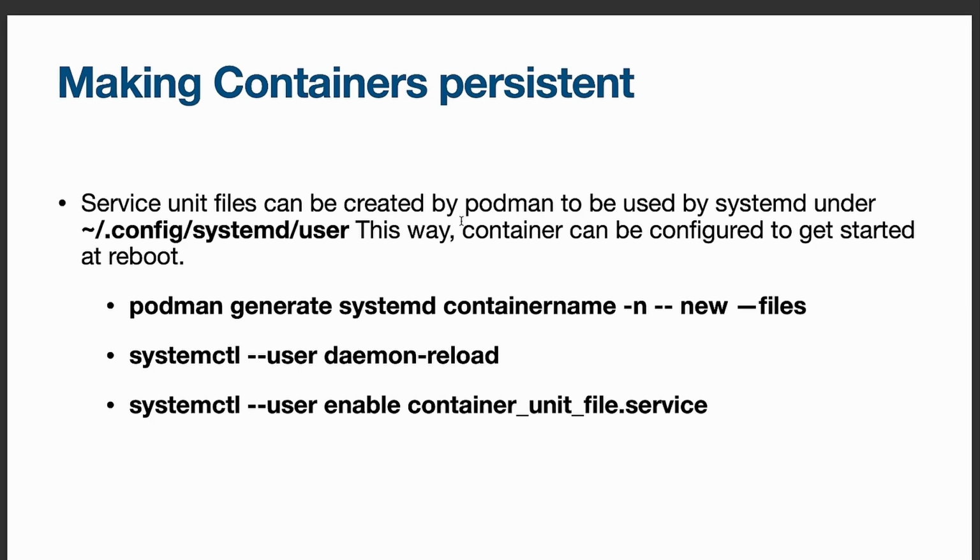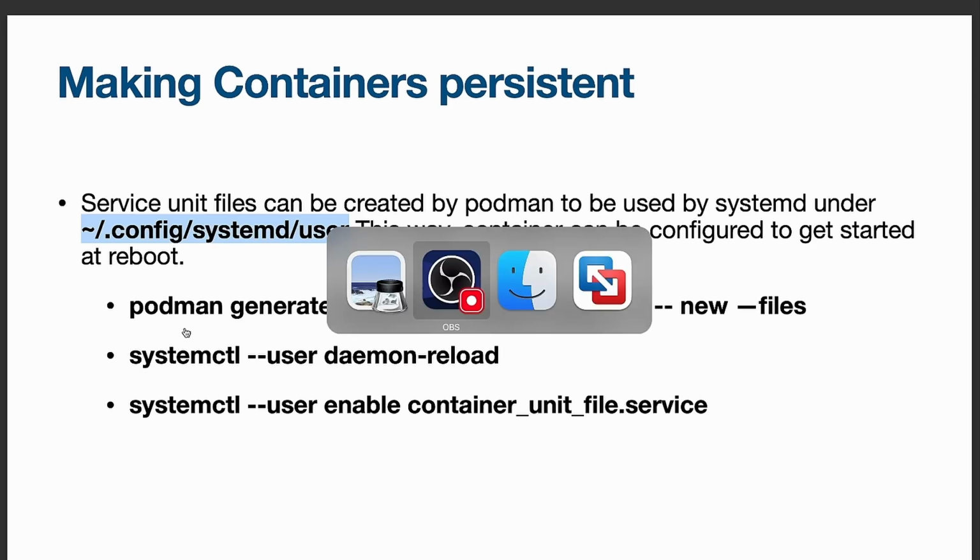So what we'll need is a unit file. Unit files are associated with systemd, and Podman will generate a unit file for us under this directory. And this unit file gets triggered at reboot. Let's see this in action.